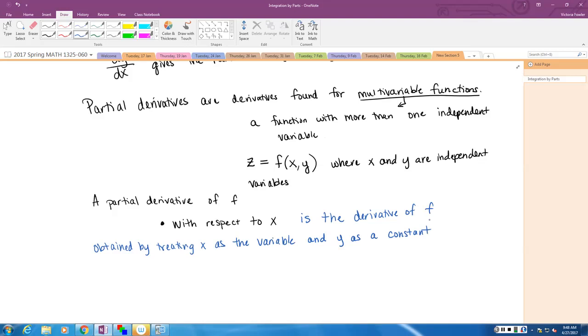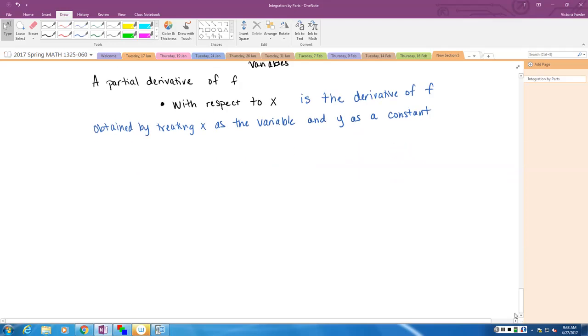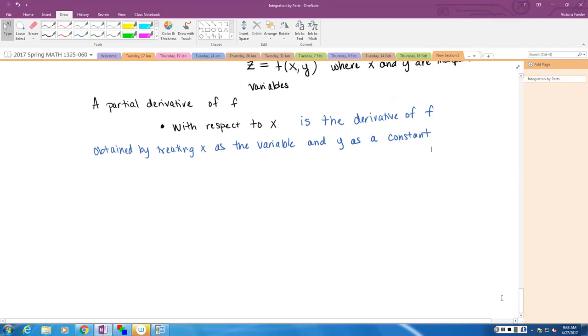So we're working with these multivariable functions. We'll call them z, or f of x, y. X and y are independent variables. But if it says take a partial derivative of f with respect to x, you treat x as the variable and y as a constant. You already know how to do that. It's just going to be the notation and then actually remembering some of the rules from the beginning of the semester. So then the next little bullet point you could put will be, we're going to do it with respect to y. And you could probably fill in the rest of it. It's the derivative of f obtained by treating y as the variable and then x as a constant.